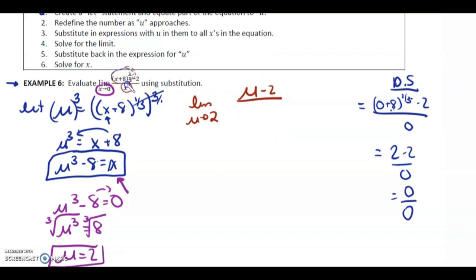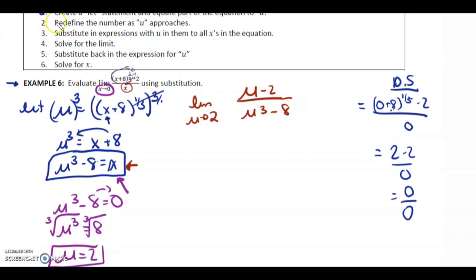And then in the denominator, we have an x. So we can't substitute in u again, because u doesn't equal x. U equals (x + 8) to the 1/3, but we already isolated x. So that was our work when we isolated. So the denominator is going to be u cubed minus 8, and that's going to be our new limit.